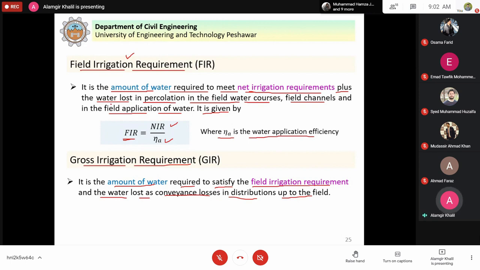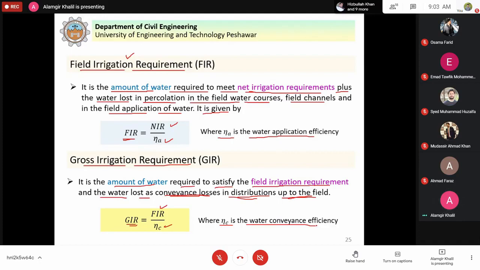So in the above you can see that is the water lost in percolation, that is the seepage losses that can occur here, and in here is the water lost as conveyance losses when we convey the water in distributions up to the field. So in this case the gross irrigation requirement is equal to the field irrigation requirement divided by eta C, where eta C is the water conveyance efficiency. So this is how we can calculate the gross irrigation requirement.